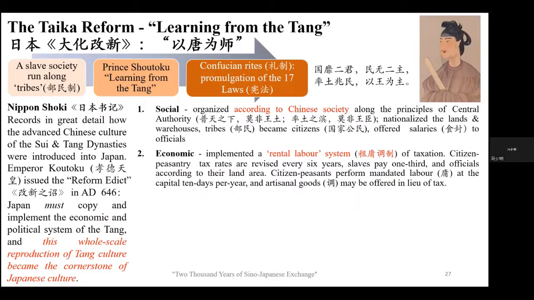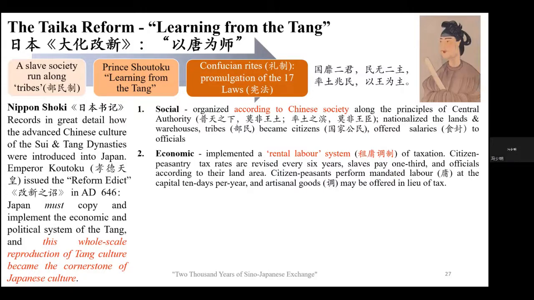Japanese society was now organized according to Chinese society, with nationalization of the lands and the warehouses, and the tribes now became citizens. And in terms of the economy, there is now a rental labor system of taxation, right? Where the peasants will pay taxes, and this is reviewed every 6 years.